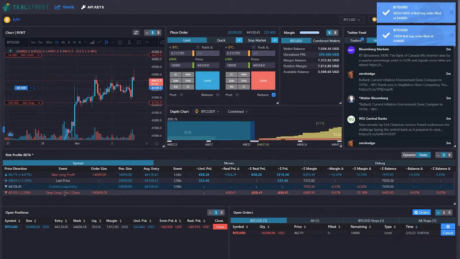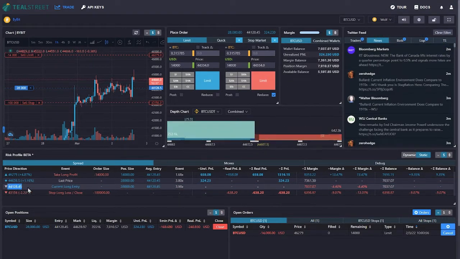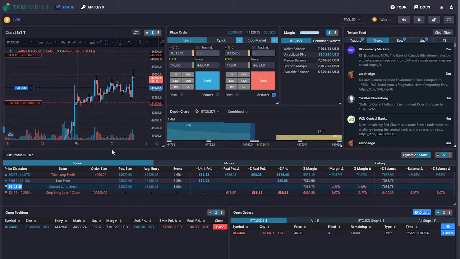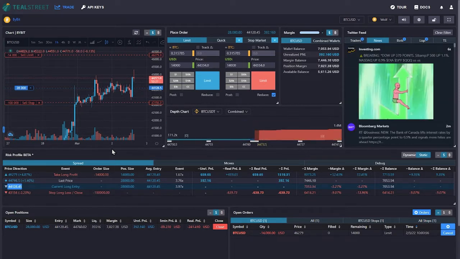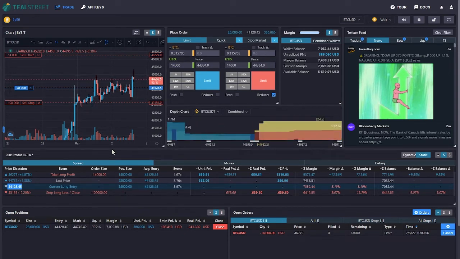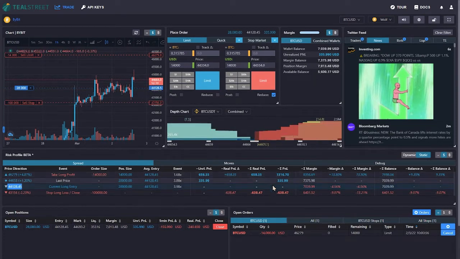Okay, and we just got filled. So now you can see my new average entry because of fees is now 44,128. And it's a good point to stop here and say, the average entry is a little bit lower because this does not yet take into account fees, and Bybit has a maker rebate. Therefore, my entry was a little better because I also got a maker rebate on top of it. So now my current long entry is 44,128, and you can see everything moved up.